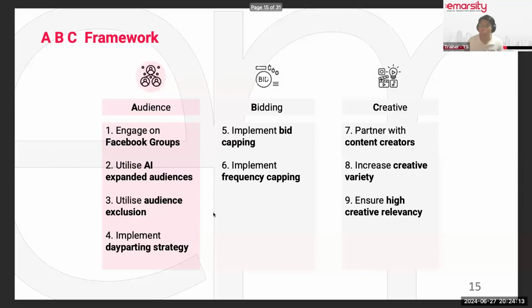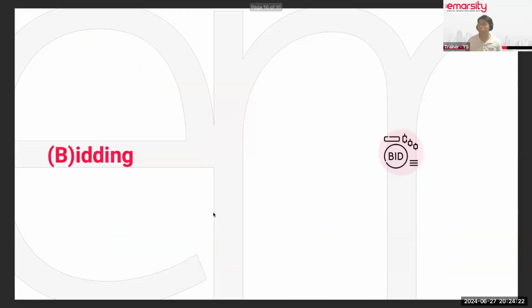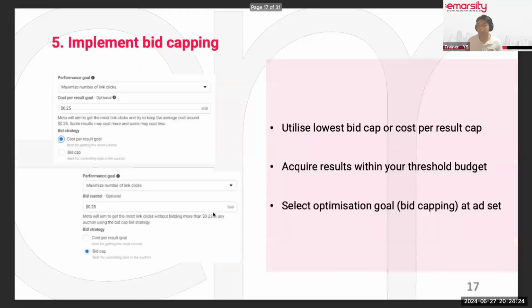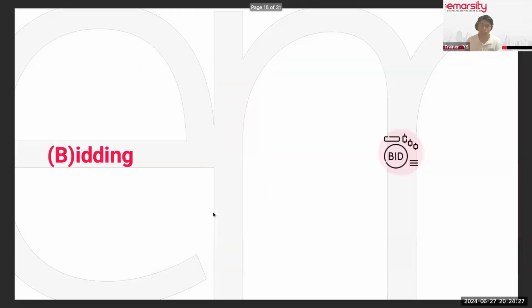Any questions before I move on to bidding? Okay, moving on. Now on to bidding. The concept of bidding is basically how much you are willing to pay for your ads to show up. How much are you willing to pay to get one lead on Facebook ads or LinkedIn ads? How much are you willing to pay for someone to visit your website through the ads? That's bidding: how much are you willing to bid per result?